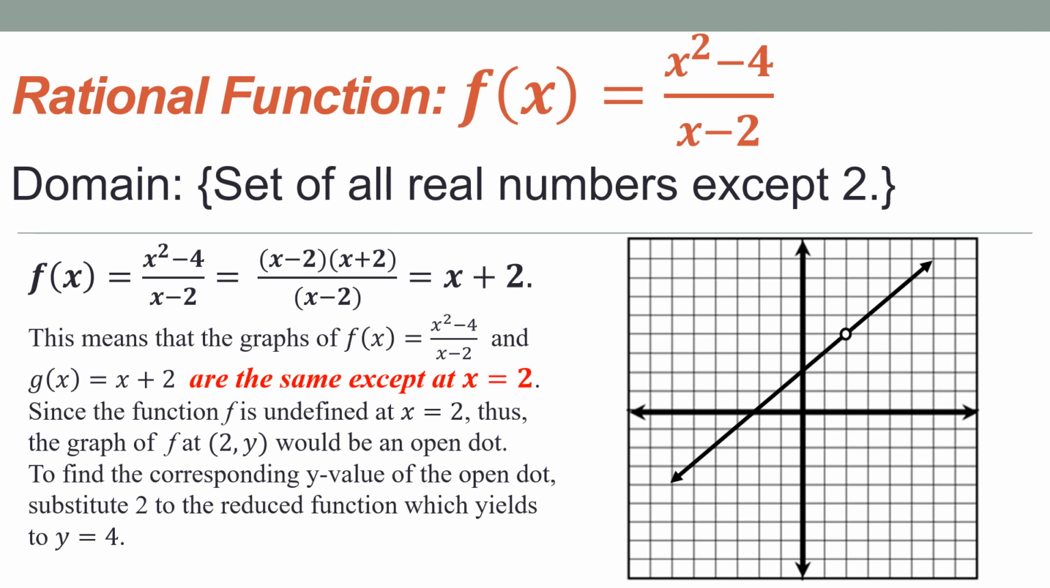To find the corresponding y value of the open dot, substitute 2 into the reduced form of the function. The reduced form is x plus 2. So 2 plus 2 is equal to 4. So the open dot would be at (2, 4). Okay?